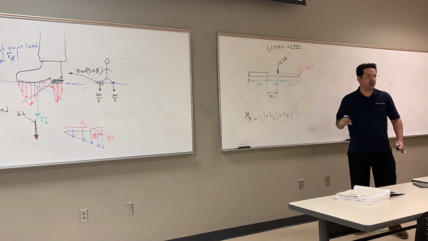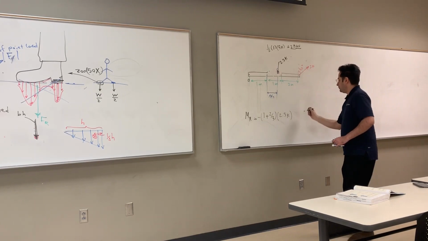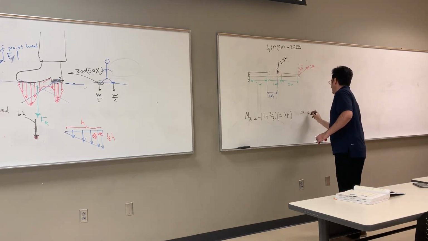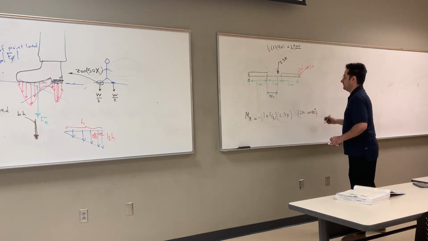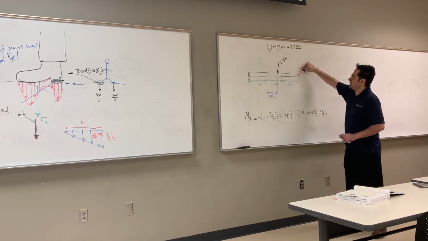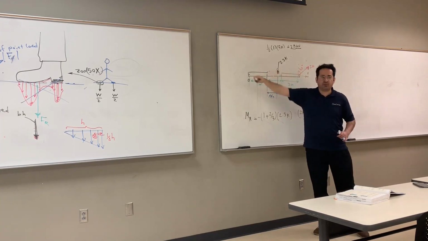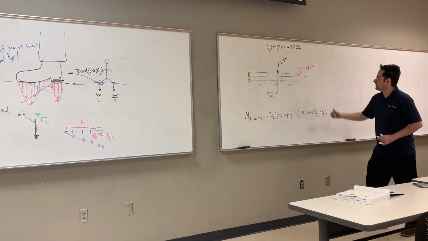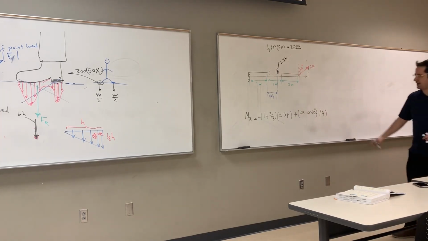This one, you have to do 3 steps: decompose, move, compute the moment. So you have 2K times cosine 30 times (2 plus 1 plus 1), which is 4. Right? And then 2K sine 30, this component. What happens to this component? Zero. It goes through the point. So that's it. Plus 2K cosine 30 times 4. So that's the resultant moment.